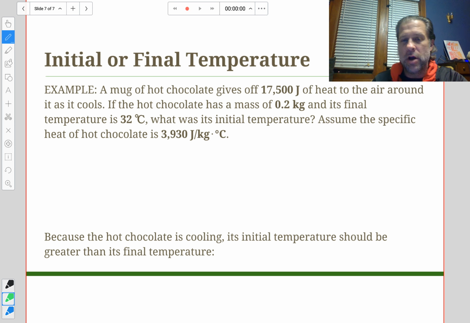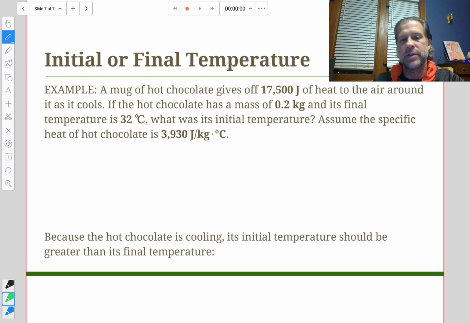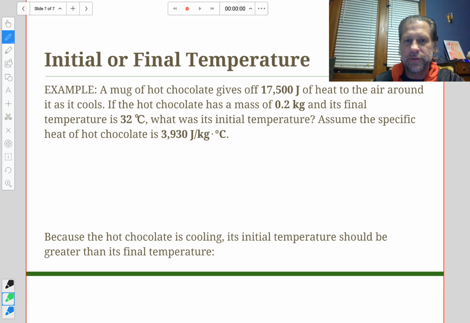It is a mug of hot chocolate giving off 17,500 joules of heat into the air around as it cools. So we have hot chocolate. If the hot chocolate has a mass of 0.2 kilograms and its final temperature is 32 degrees Celsius, what is its initial temperature? So in this case, we have to figure out what the initial temperature is.